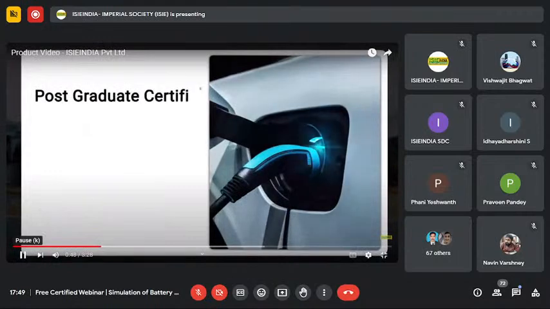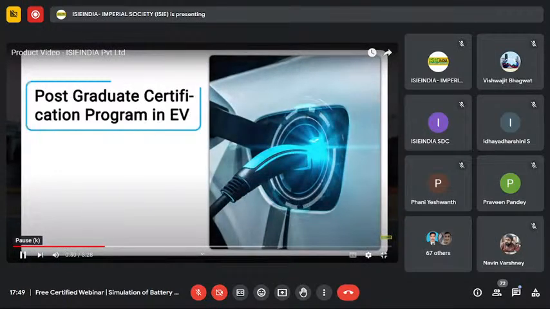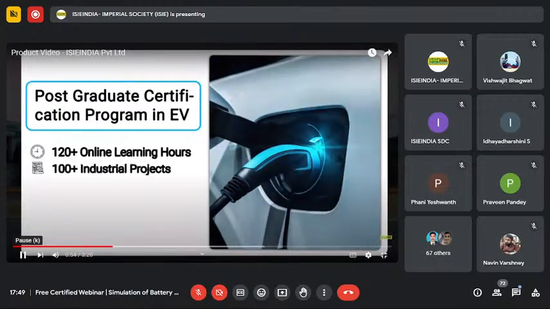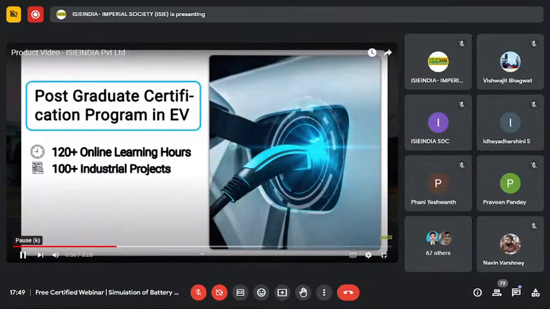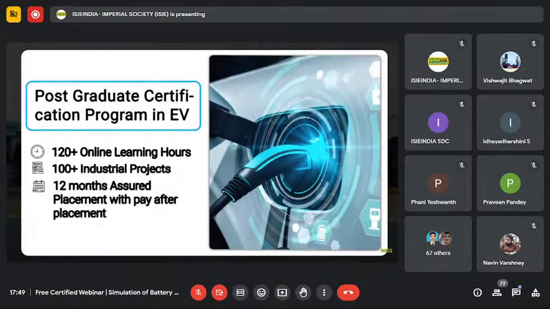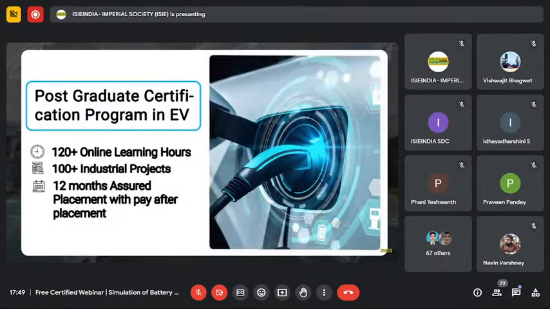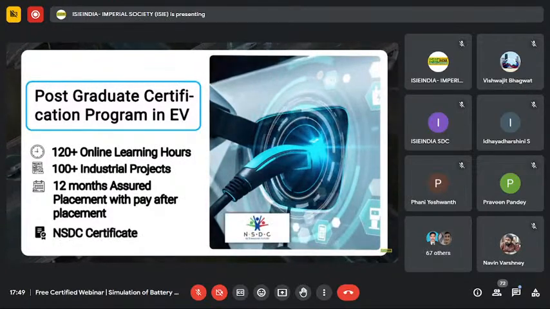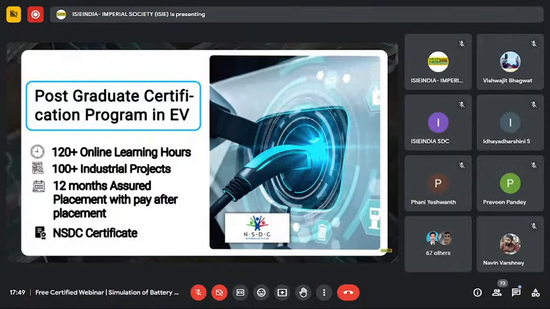Our postgraduate certification program in EV is specially designed for students with 120 plus online learning hours, 100 plus hours of industrial projects and internship to give exposure to various computational tools for hybrid electric vehicle applications. It is a 12 months assured placement course with pay after placement, thus encouraging learning without financial constraints. The course is globally valid, certified by NSDC, Government of India.